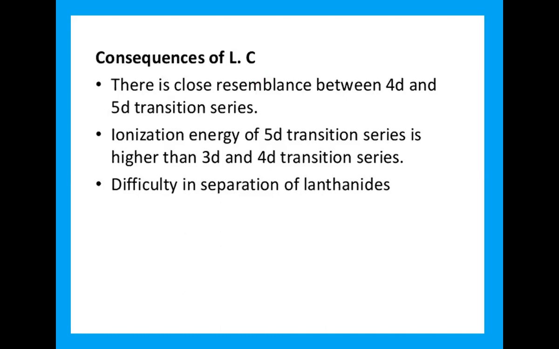What are the consequences of this lanthanide contraction? As we already discussed in transition elements, the first consequence is that there is almost similarity in atomic size between the 4d and 5d series, for example zirconium and hafnium. That also is due to lanthanide contraction. The ionization energy of the 5d series is higher than that of the 3d and 4d series. That is also a consequence of lanthanide contraction.